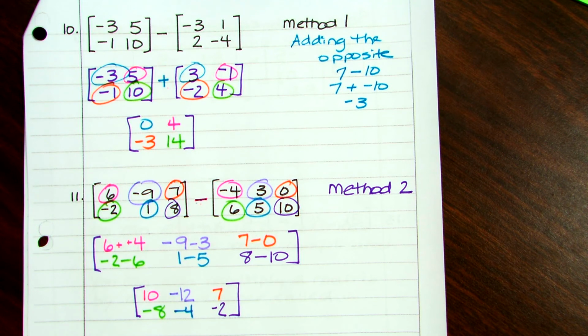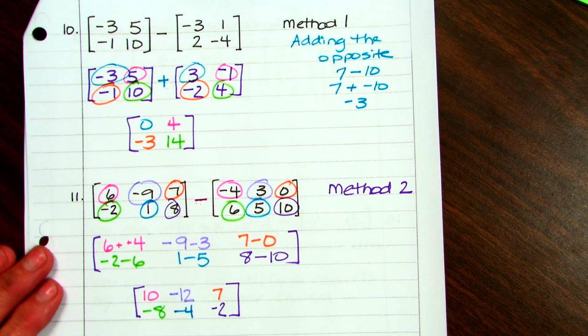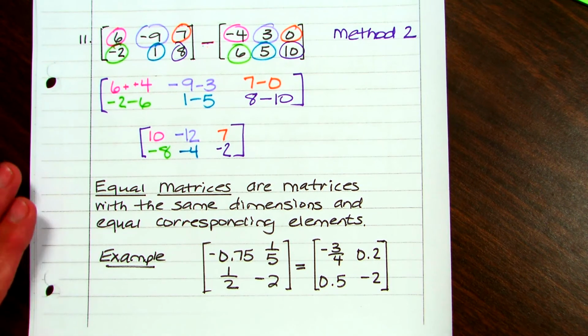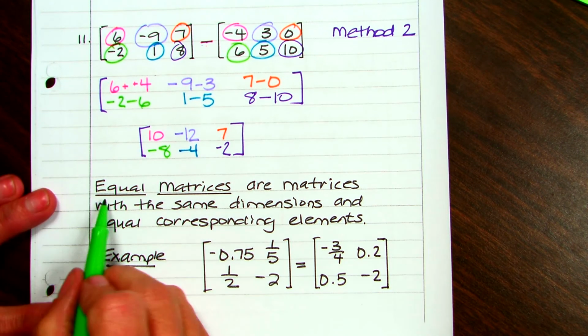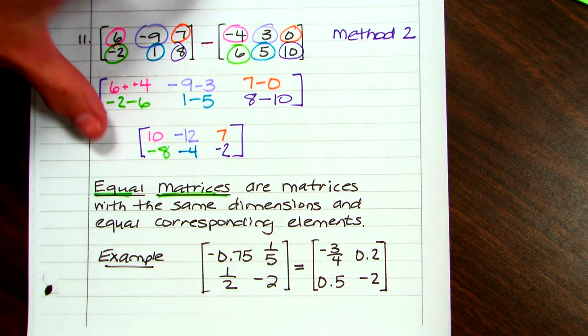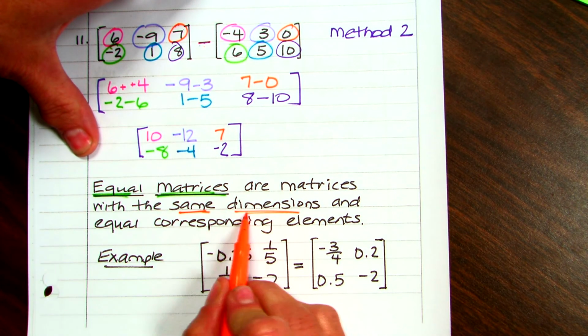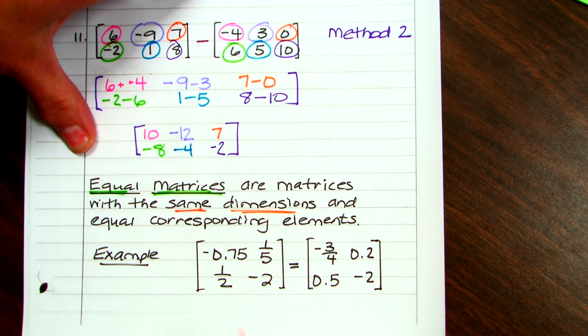So, adding and subtracting matrices. There's something called equal matrices, and it can be really useful. Equal matrices are matrices that have the same dimension. So let's check that. This is a 1, 2 by 1, 2. So it's a 2 by 2.